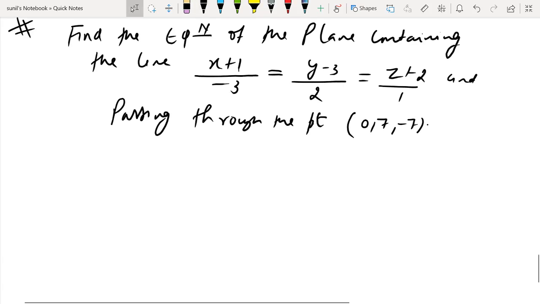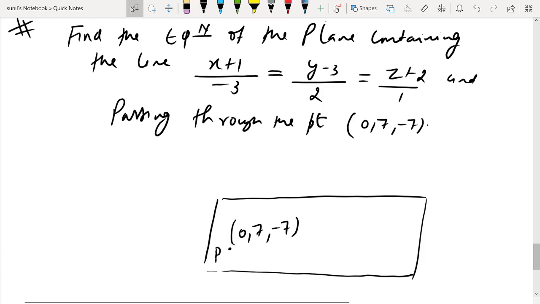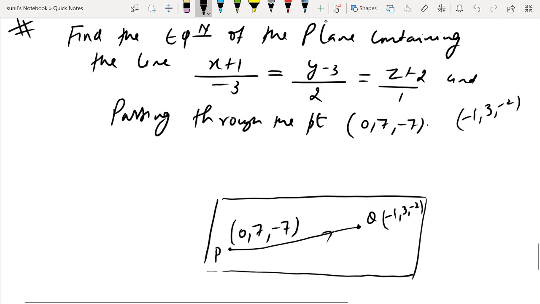Now see, please try to understand the figure here. It is the plane. The plane is passing through this point also, 0, 7, minus 7. Let this point be P. Now we also have to find the plane which contains this line. It means this given line is passing through the point minus 1, 3 and minus 2. It means this point has to be in the plane. So if I take this as my Q, minus 1, 3, minus 2, now if I connect it, I will obtain a PQ vector.